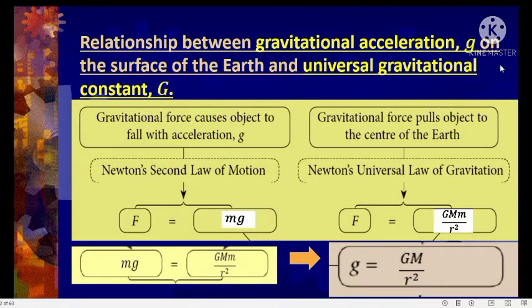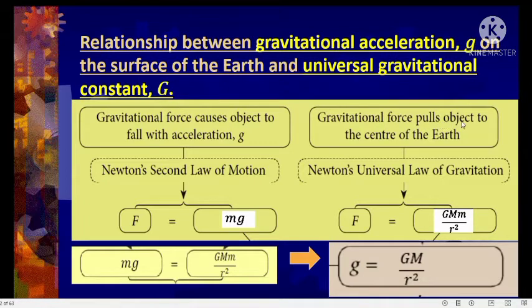Okay, now we want to relate small g, the gravitational acceleration on the surface of the earth, and the universal gravitational constant G. According to Isaac Newton, the gravitational force that acts on an object that falls is actually the same force that acts when an object is orbiting the earth, which is discussed in Newton's universal law of gravitation. So for the first part, gravitational force causes an object to fall with acceleration g. Based on Newton's second law of motion, we get F equals mg.